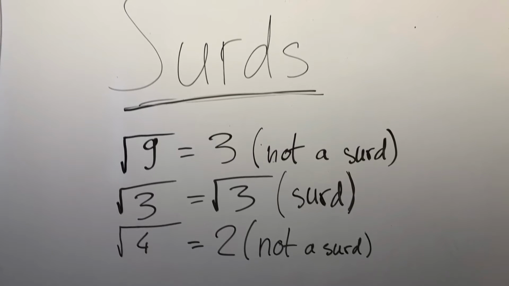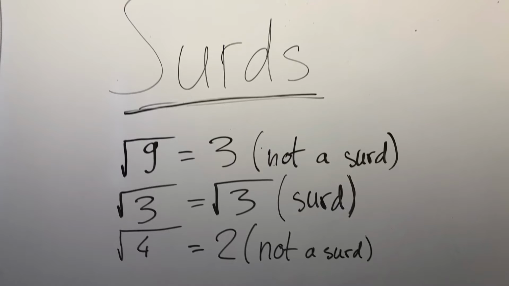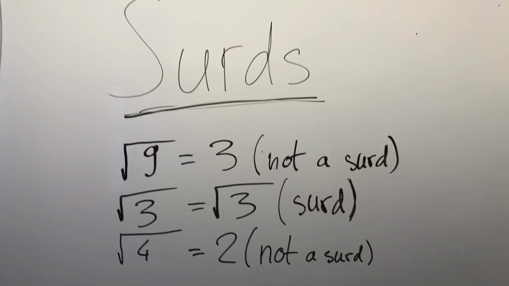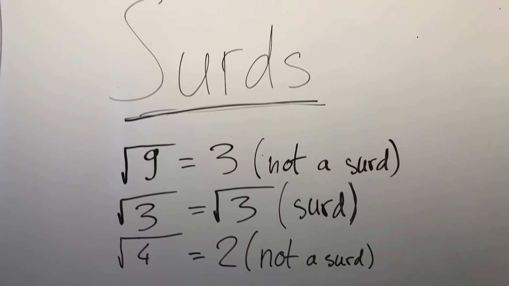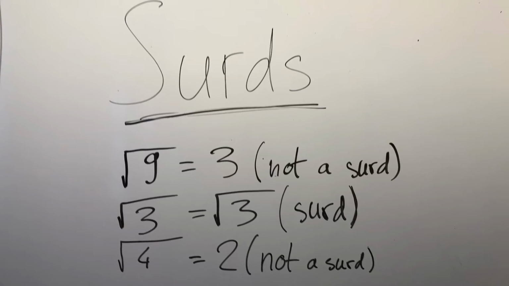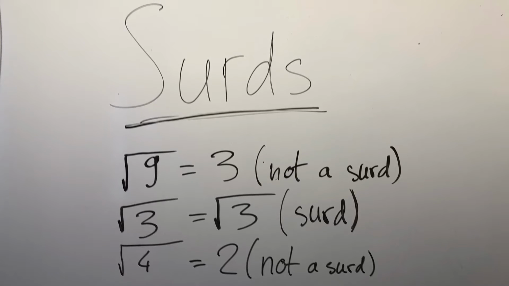So, to differentiate between a surd and a non-surd, the square root of 9 is not a surd because it equals 3. However, the square root of 3 is a surd because the square root of 3 would be an irrational number.